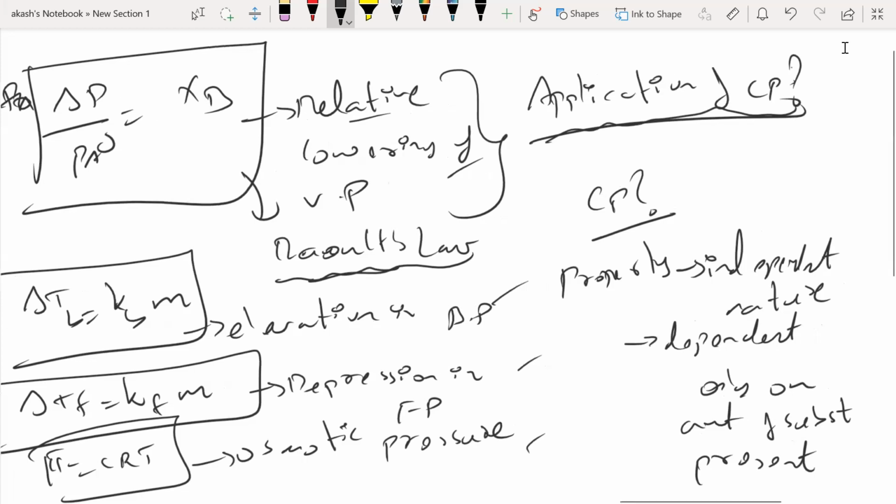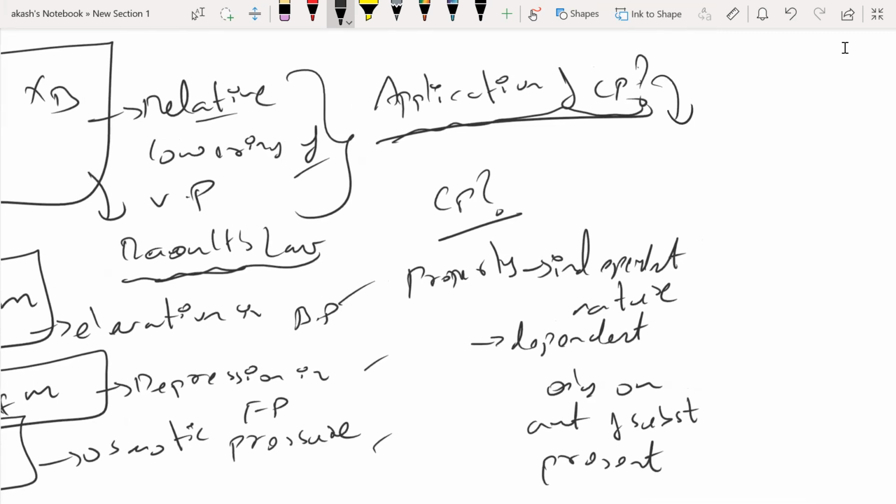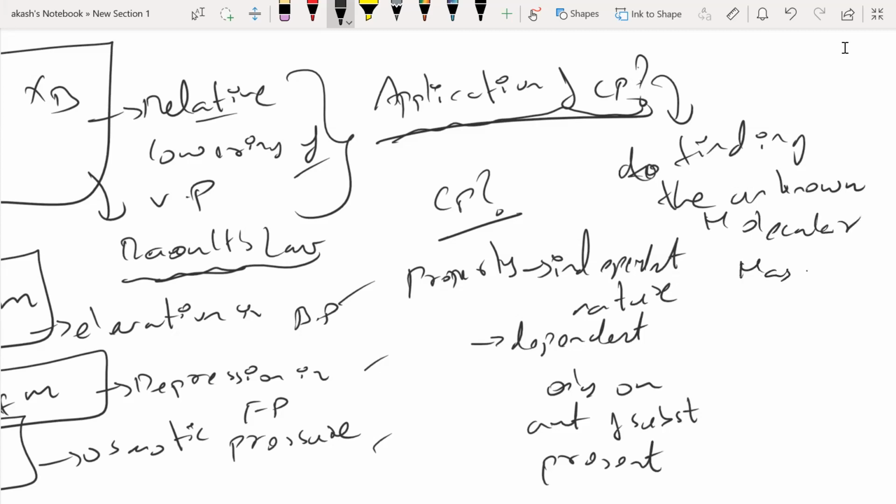It's very simple, right? All the colligative properties are used for determining or finding the unknown molecular mass of a substance. This is the thing, right? I give you a test tube. Say I give you a salt solution. Some solution is there in the test tube. I really don't know what is there. I don't know whether it's NaCl or KCl or some other chemical.